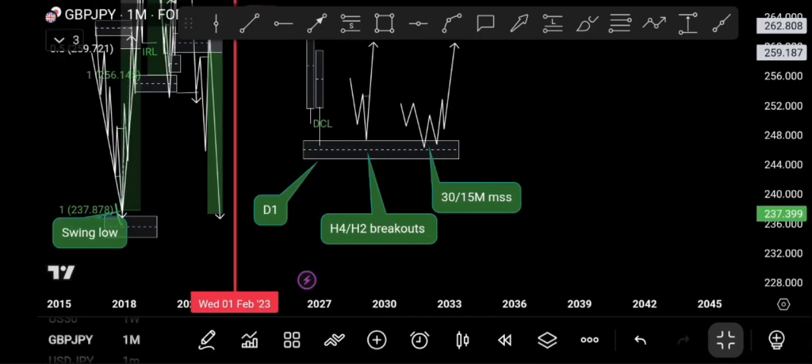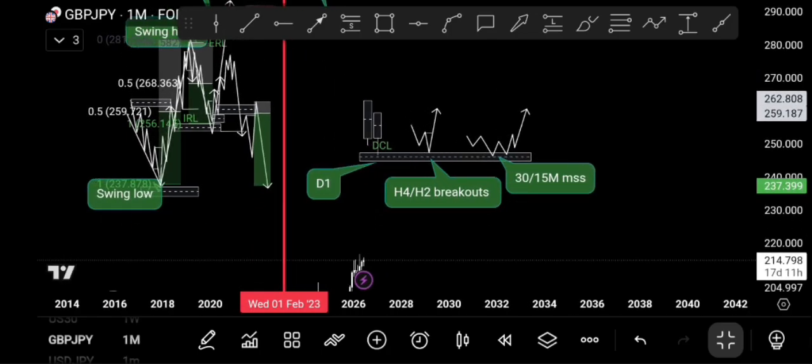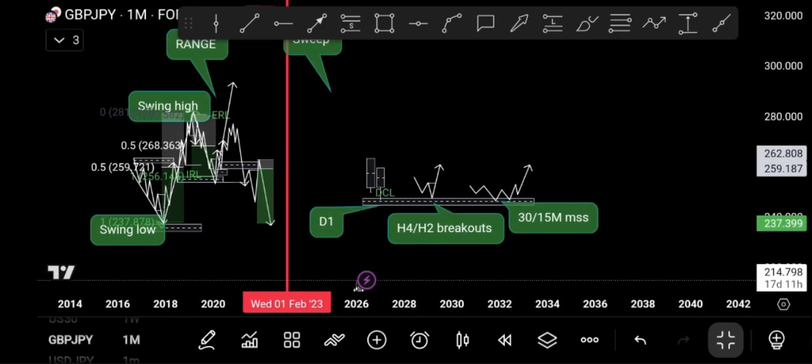These are the checklists. I'm going to write it down, but for now I'll be calling it out. Checklist for the range map model. One, identify your range using your PDRs. Two, identify your internal range liquidity and external range liquidity. Three, you look for your daily time frame candle rejections or daily time frame candle liquidity.